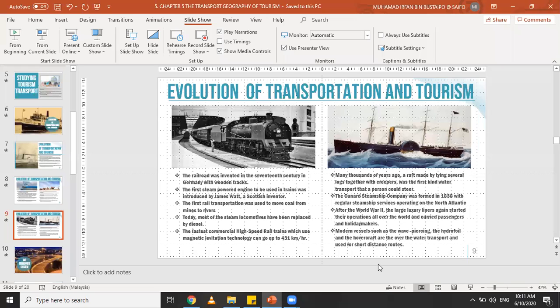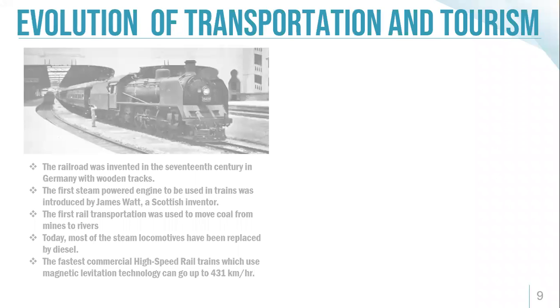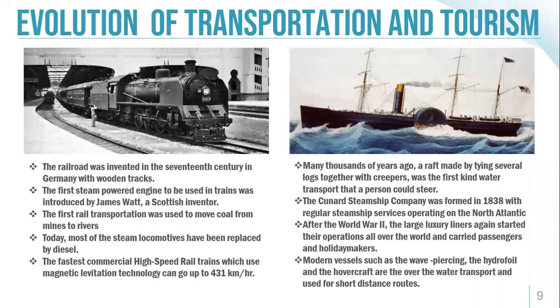And last but not least, we will talk about water transportation. What about water transportation? The first water transportation was by using a raft. They tied several logs together with a creeper, which was the first kind of water transportation.